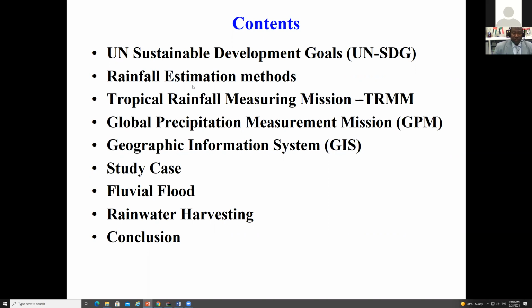And then since we deal with flood and rainwater harvesting, it's very important to highlight how rainfall is estimated from remote sensing. Specifically, I will just give an overview about two missions, the Tropical Rainfall Measuring Mission and the Global Precipitation Measurement Mission. In addition to that, I will show how GIS and remote sensing are applied in a real study case related to fluvial flood in Sudan, specifically around Sennar city.